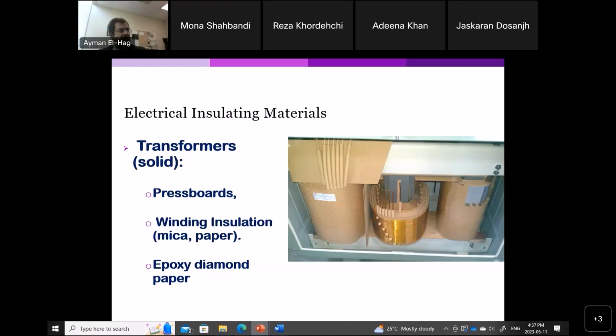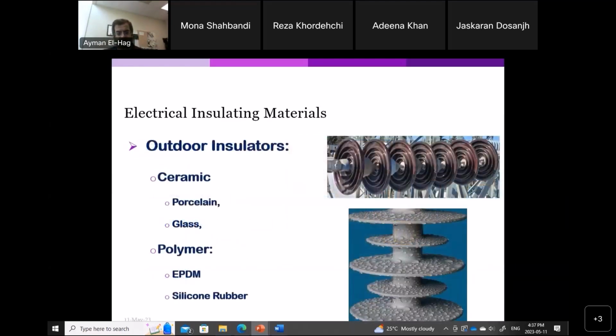Let's move to another asset, outdoor insulators. For outdoor insulators, we have two main types: ceramic and polymer. For ceramic, we have porcelain and glass. This is the old technology, so we are comfortable with it. We know its pros and cons, with more than 100 years of usage.